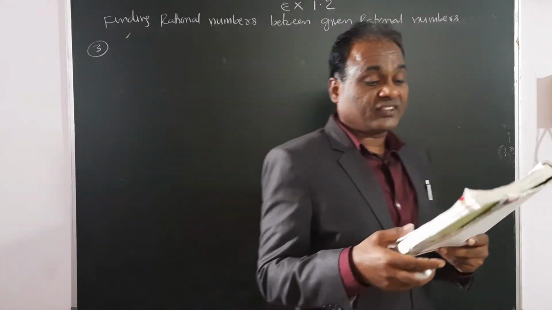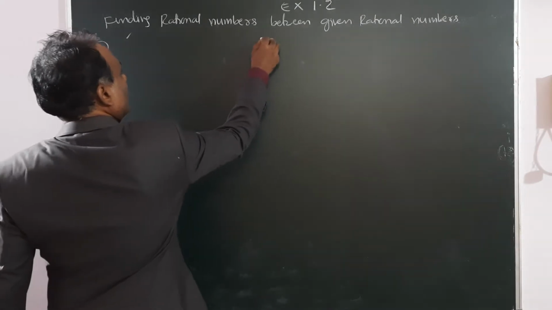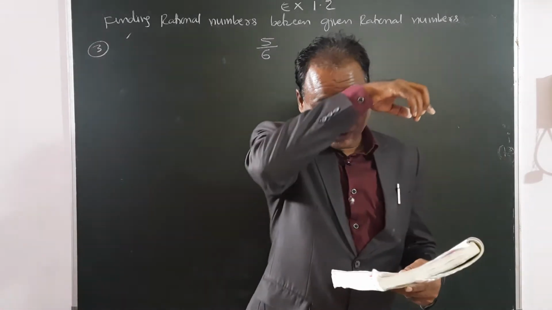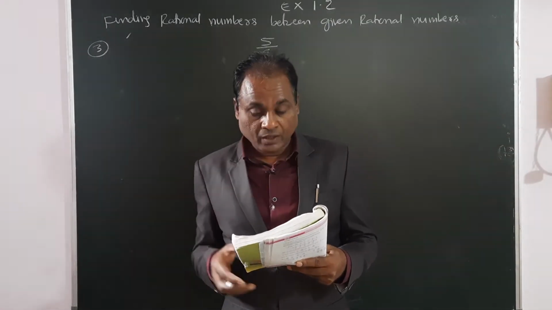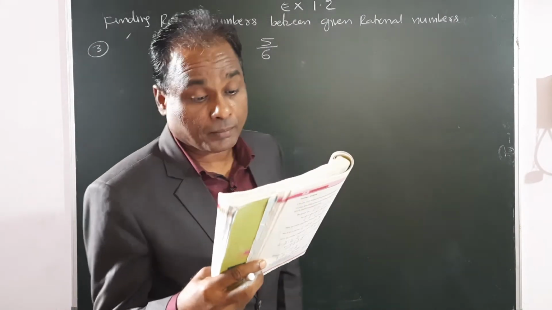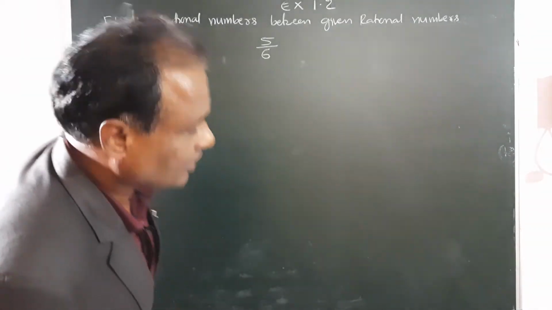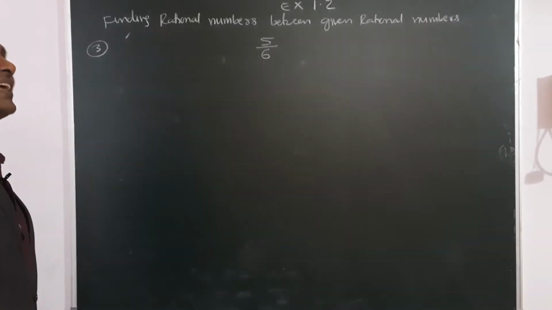Find 5 rational numbers which are smaller than 5 by 6.